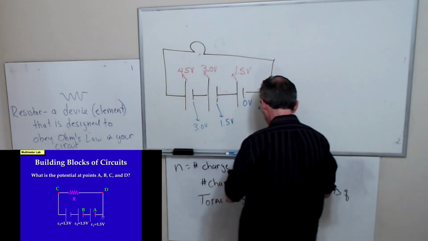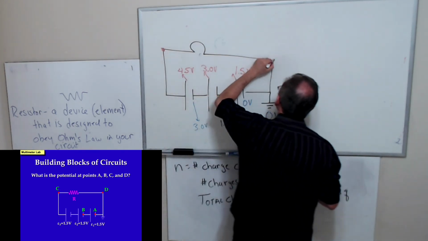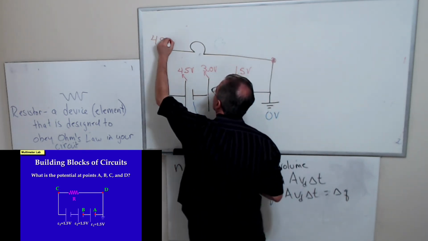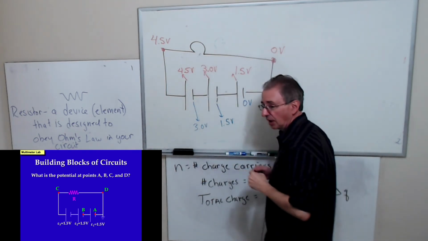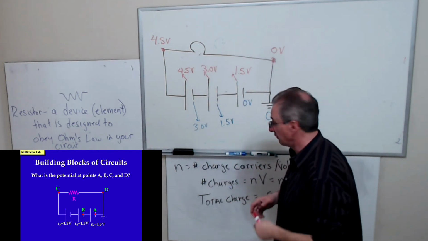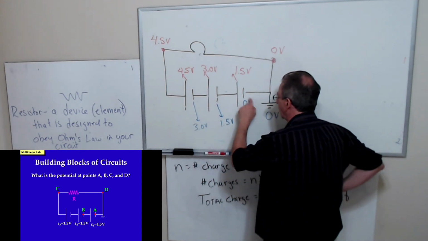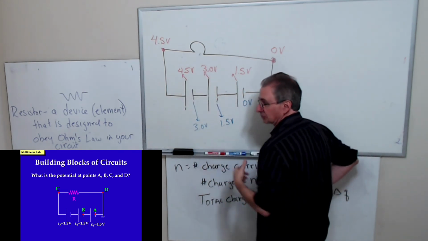And since we're assuming ideal wires, then this is at 4.5 volts. This is at 0 volts. And so the voltage across the bulb is 4.5 volts. And so the purpose of the 3 batteries then is each time an electron goes through the 3 batteries, it gets 1.5 volts times Q in terms of energy.